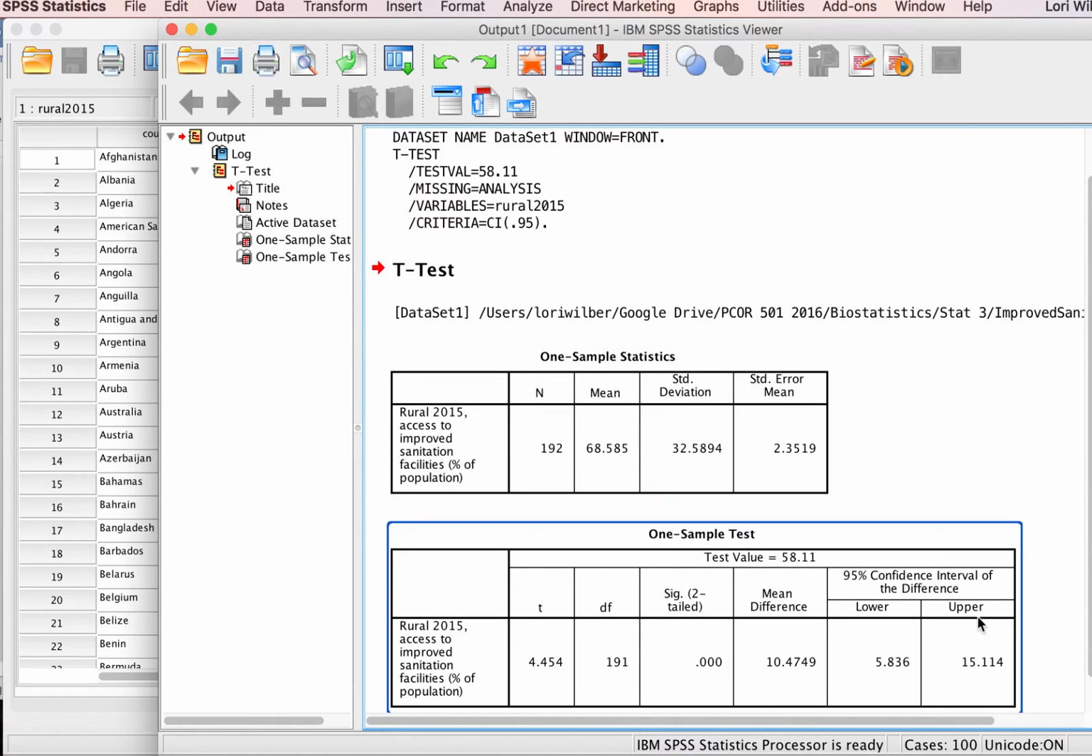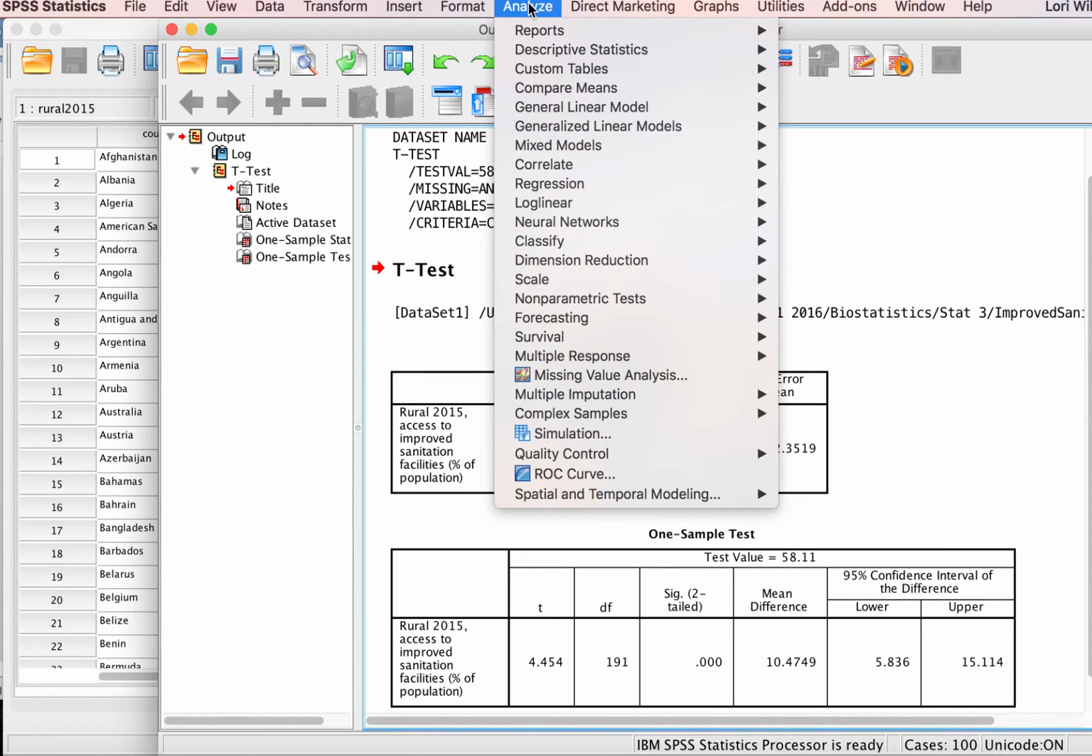And then this 95% confidence interval of the difference is different than the 95% confidence interval of the population mean. And so this confuses a lot of people. So what I'd like to do is show you a way that we trick SPSS into giving us those confidence intervals. And so let's go back to where we were before, where we analyzed the one sample t-test.